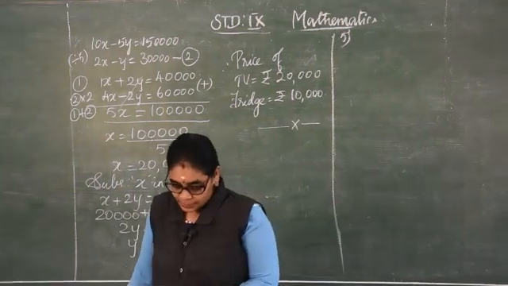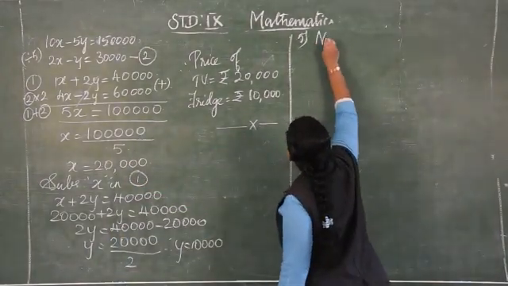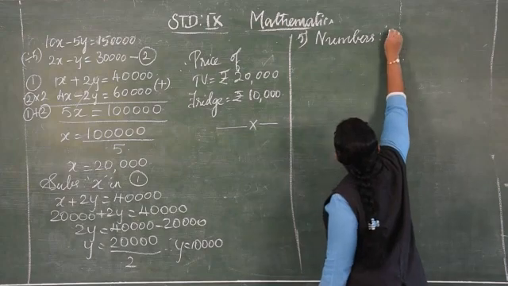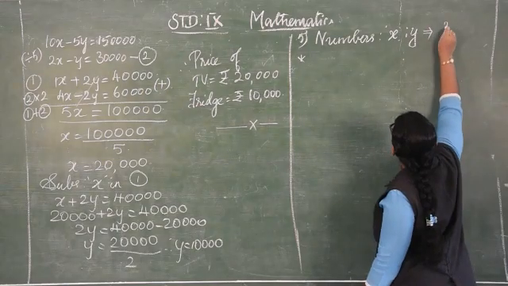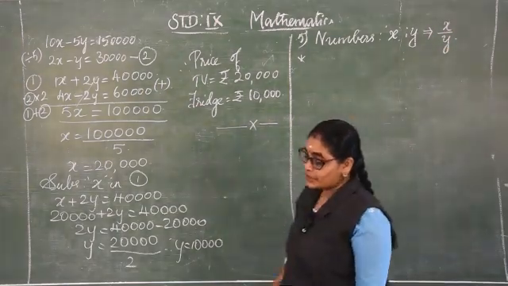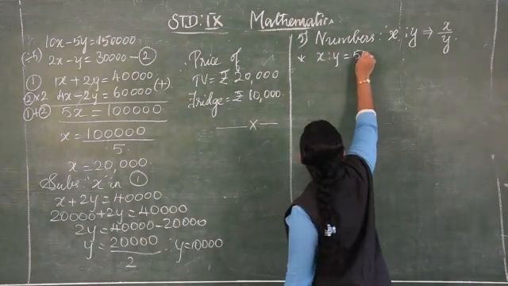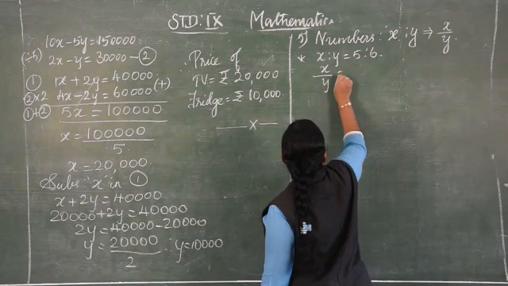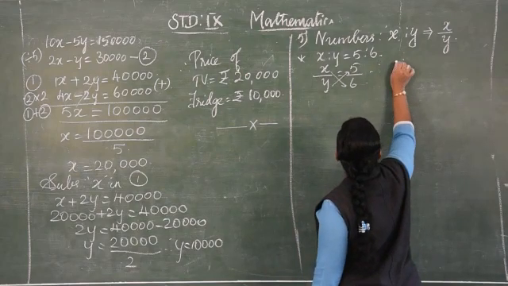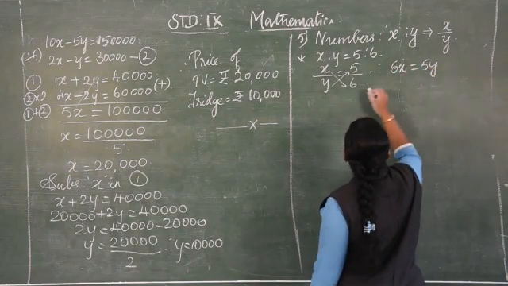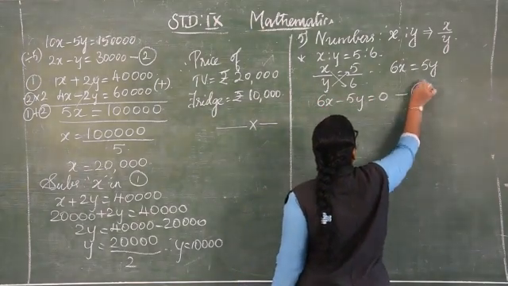Fifth sum. Two numbers are in the ratio 5:6. So let us take the numbers. Ratio only they have given. So numbers are in the ratio x is to y. So first condition, when it is in the ratio, we can write that to be x by y. So x is to y is equal to 5:6, that is x by y is equal to 5/6. So when you cross multiply, you will be getting 6x is equal to 5y, and your equation 6x minus 5y is equal to 0. This is your first equation.